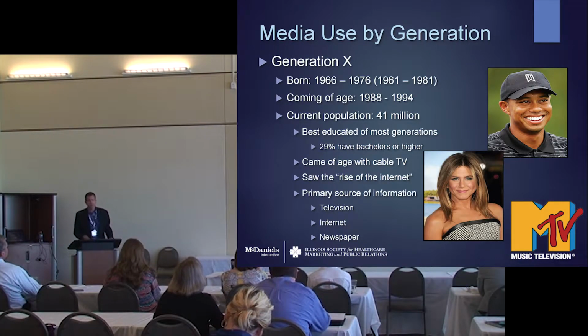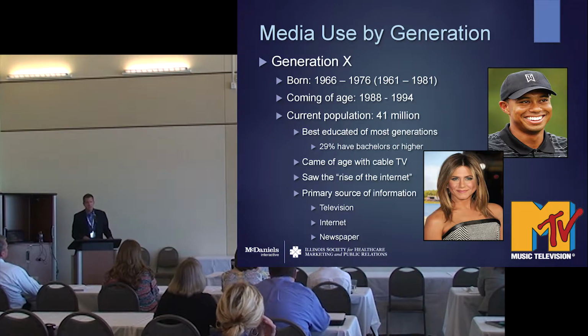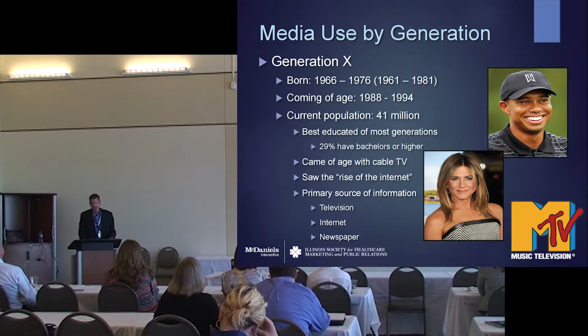Generation X, born 1966 through 76. They came of age in the 80s and the early 90s. They're really the best educated of all the generations. Actually, 29% across the nation have at least a bachelor's degree or higher. They came of age with cable TV, of course, saw the rise of the internet, and their primary source of information kind of starts with television and then the internet, and then they'll rely on print resources.